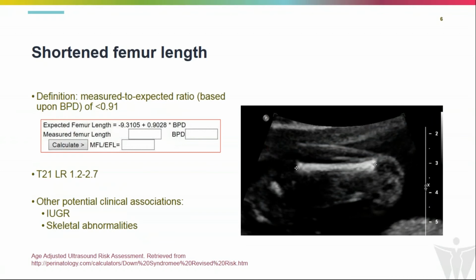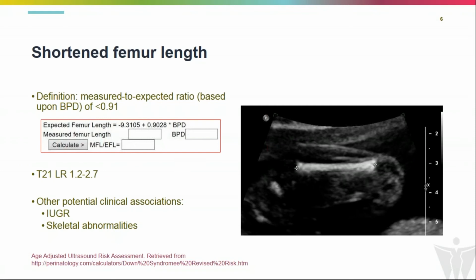Another marker is a shortened femur length, and trust me, that is a femur that we're measuring there in the image. A shortened femur length is defined as a measured to expected ratio based upon the biparietal diameter of less than 0.91. There is a calculation that needs to be performed, so fortunately there are some online calculators that we use, which makes this easier to determine. When that ratio is less than 0.91, the likelihood ratio again is relatively modest, though, with shortened femur of 1.2 to 2.7.